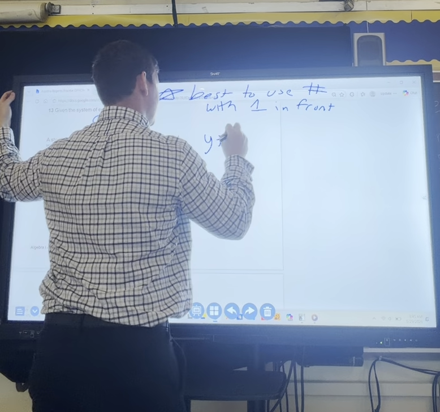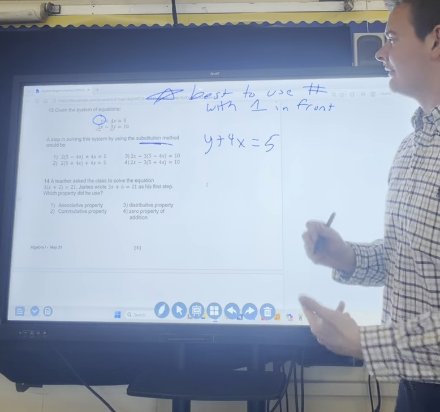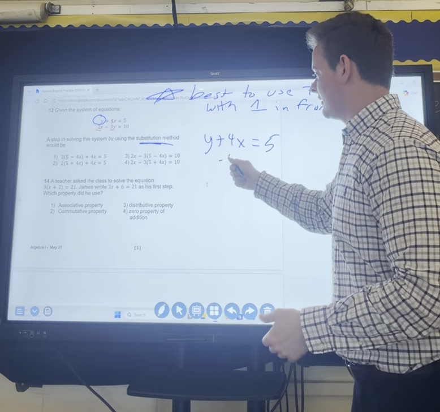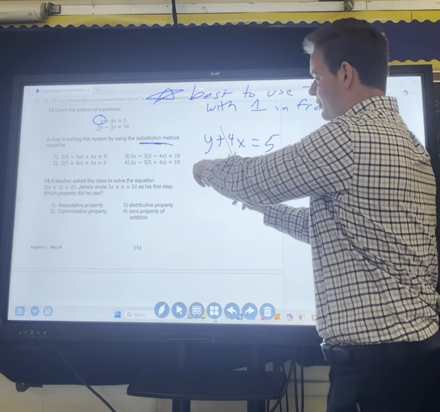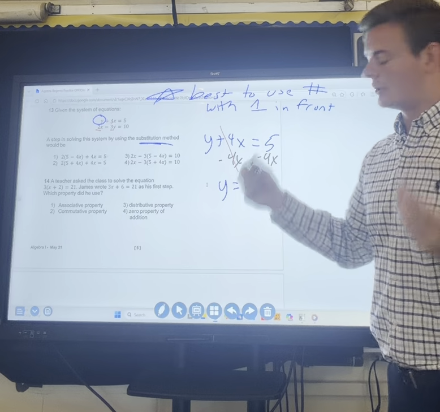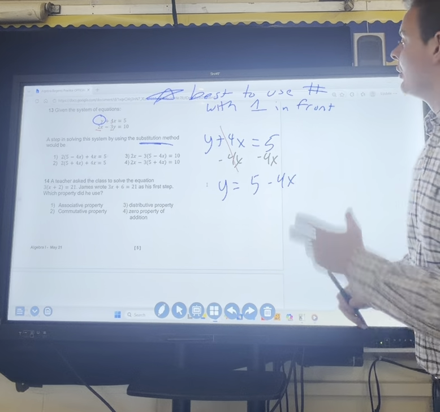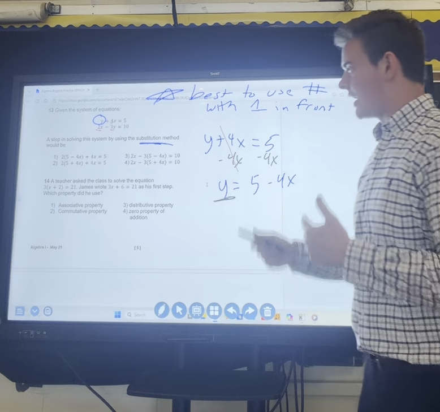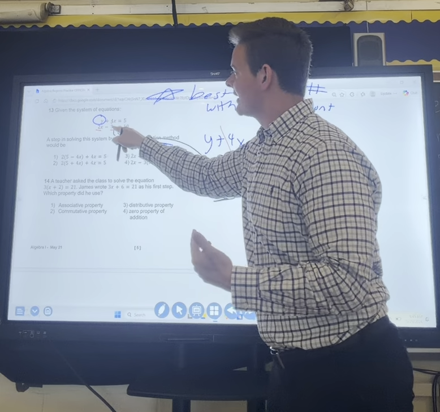So y plus 4x equals 5. I can get this y by itself. How do I get this y by itself? I minus 4x, minus 4x. I'm left with only y over here. Can 5 and a 4x combine? No, so it's just stuck. y equals 5 minus 4x.